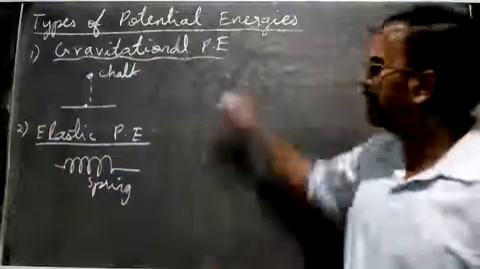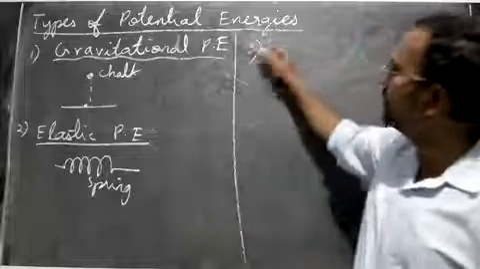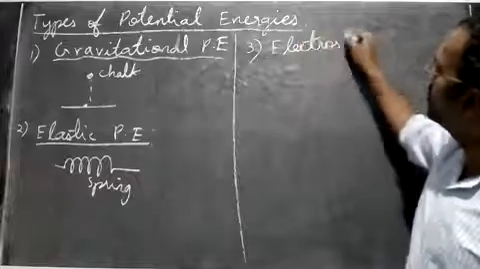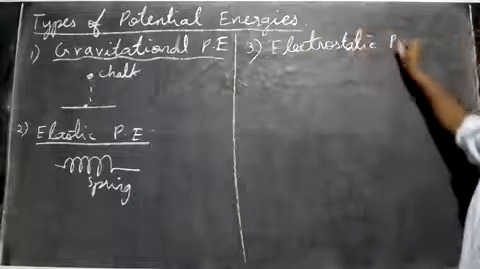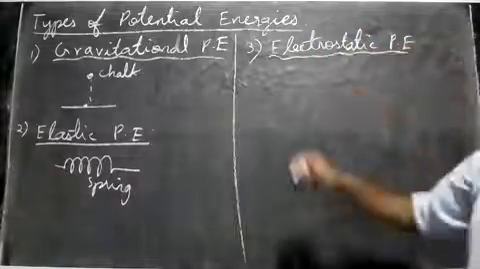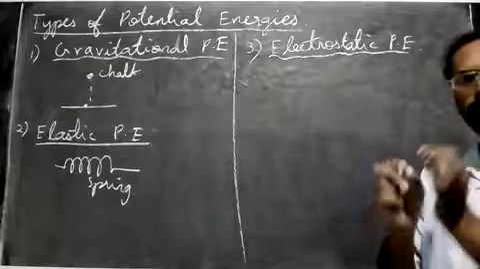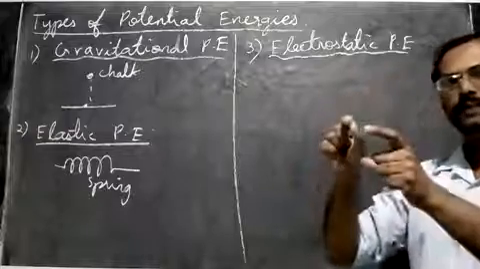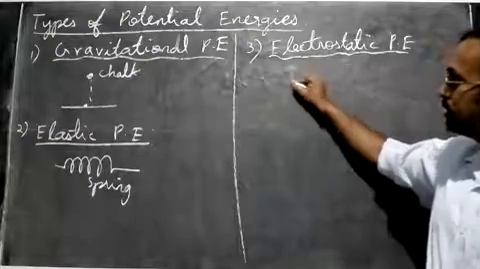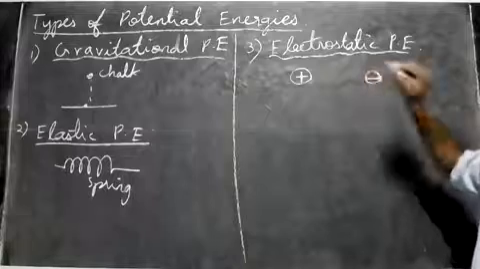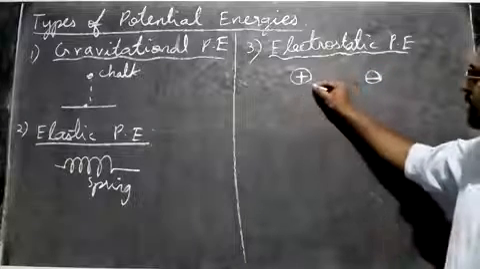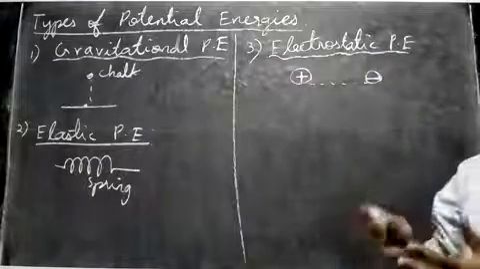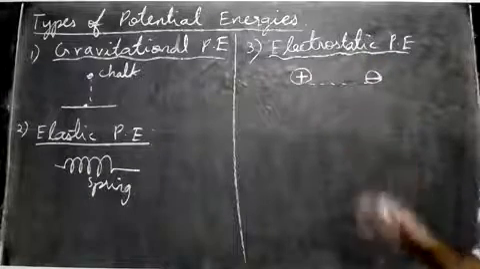Let's see the third example, electrostatic potential energy. What do we mean by electrostatic potential energy? Now we have 2 charges here. We remember that if you rub an object, it gets charged up. Similarly, when you comb the hair, the comb gets charged and can attract pieces of paper. There are 2 types of charges, positive and negative, and between them there is an attraction force. That energy stored is electrostatic potential energy. So these are 3 examples of potential energy types.